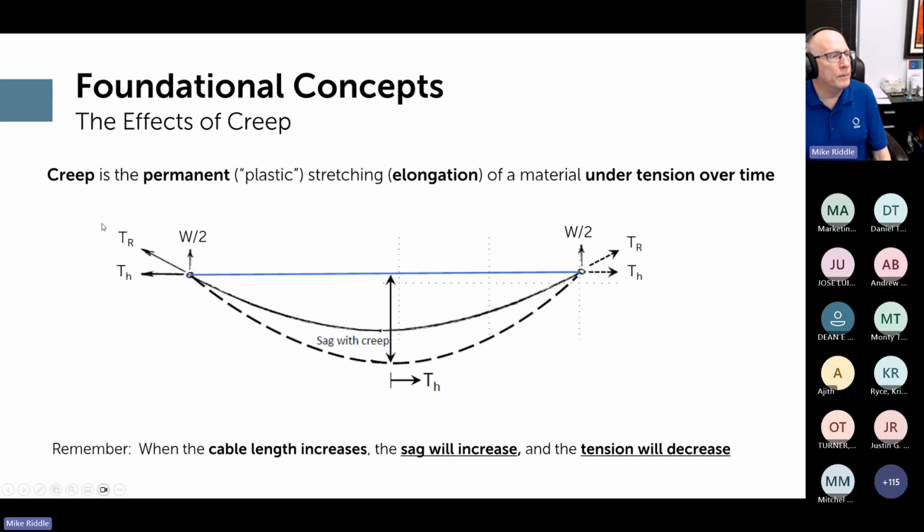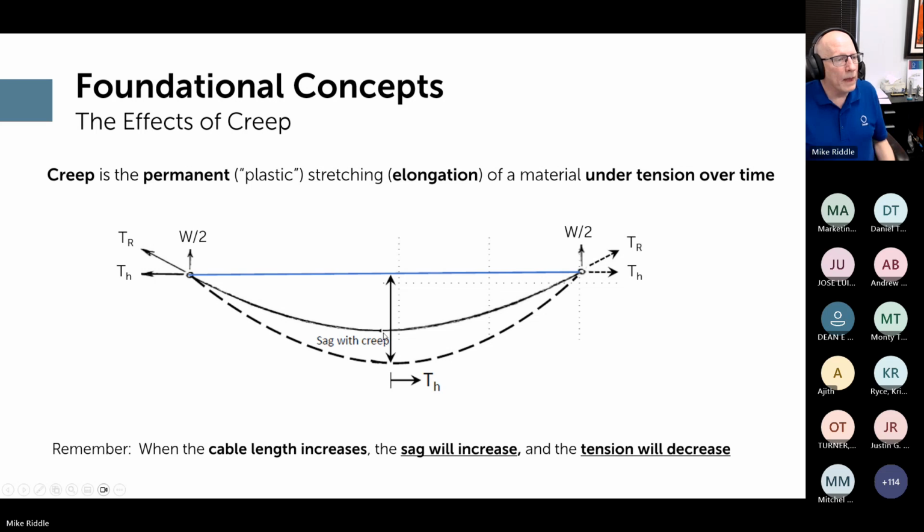Next up, the effects of creep. Creep is the permanent stretching or elongation, that's the term we're going to use, of a material under tension over time. We say it's permanent. The technical term that's used is it's plastic, not as in plastic like the material, but when you're in the realm of materials, people use the term plastic to say it's a permanent elongation or deformation of a material versus an elastic stretching. So we'll see this in a moment. I'll define this more clearly.